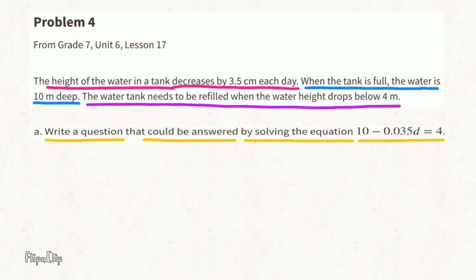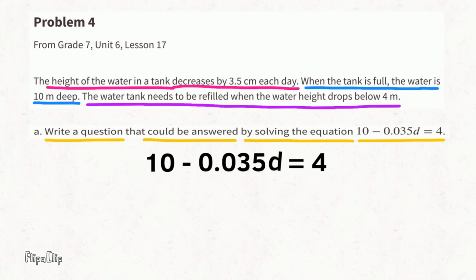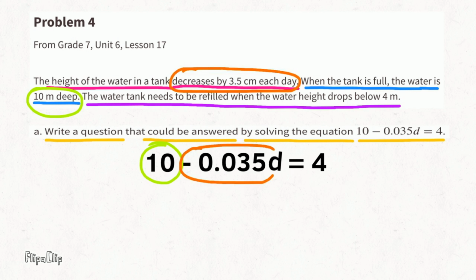A. Write a question that could be answered by solving the equation 10 minus 35 thousandths times d equals 4. The 10 in the equation represents 10 meters deep. The negative represents a decrease, but 35 thousandths is 100 times smaller than 3 5/10. And the 4 represents the statement, the water tank needs to be refilled when the water height drops below 4 meters.